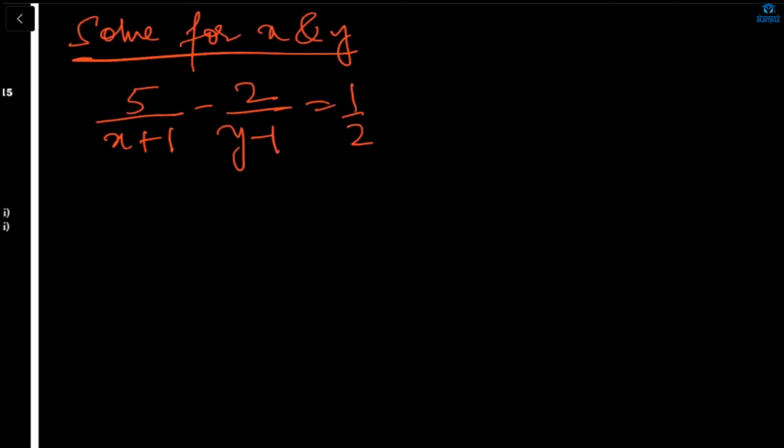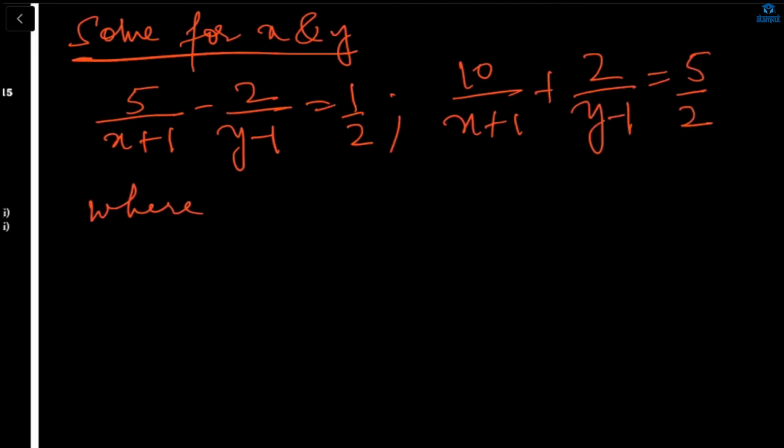Okay, this is your first equation, and your second equation is 10 upon x plus 1 plus 2 upon y minus 1 is equal to 5 by 2. Where x is not equal to minus 1 and y is not equal to 1. That means the denominator is not 0. It is telling you from this statement.